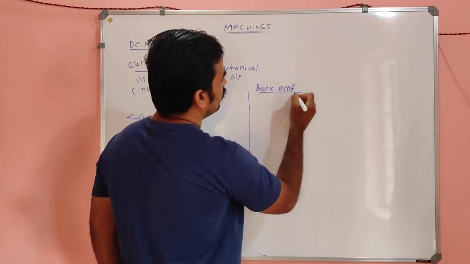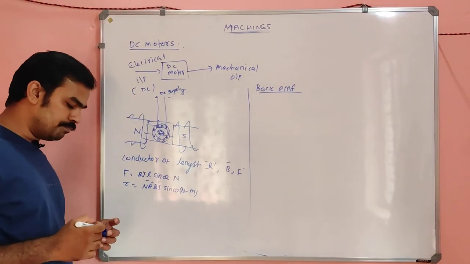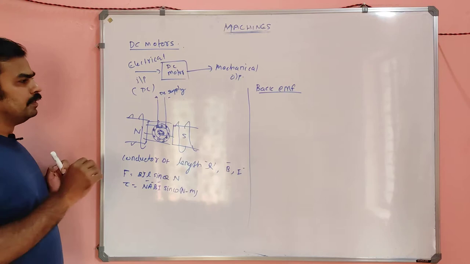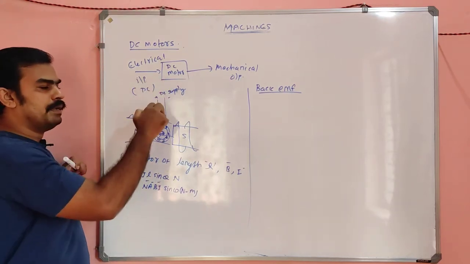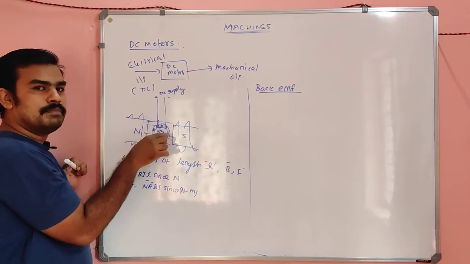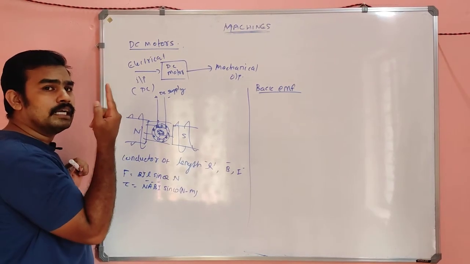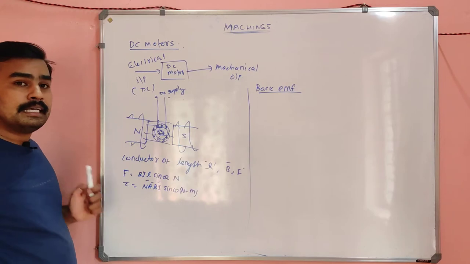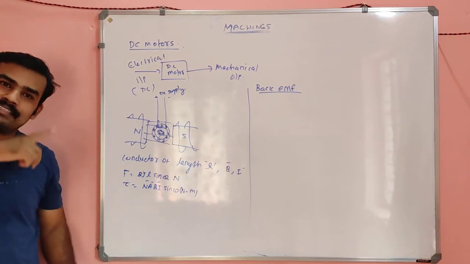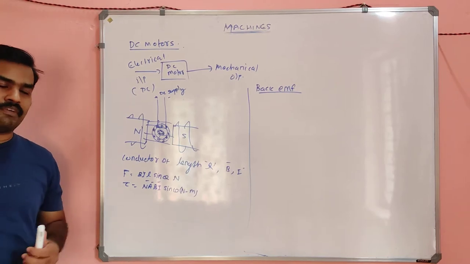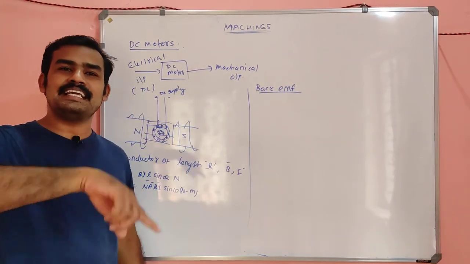It is very, very important in case of a DC motor, back EMF. See, my dears, see what happened. You applied a DC supply externally and inside there will be an AC current which is flowing. If there is an AC current in the conductor, what happens? There will be an alternating magnetic field surrounding the conductor, correct? There will be the production of an alternating magnetic field around the conductors.